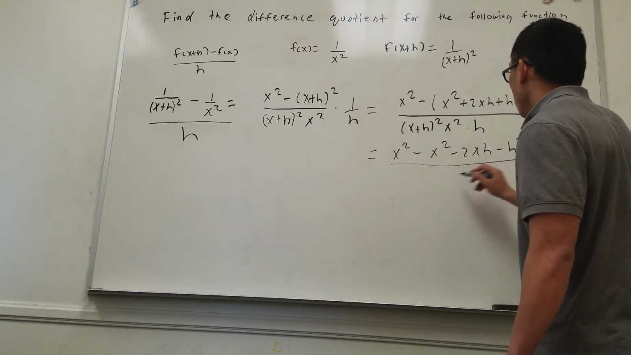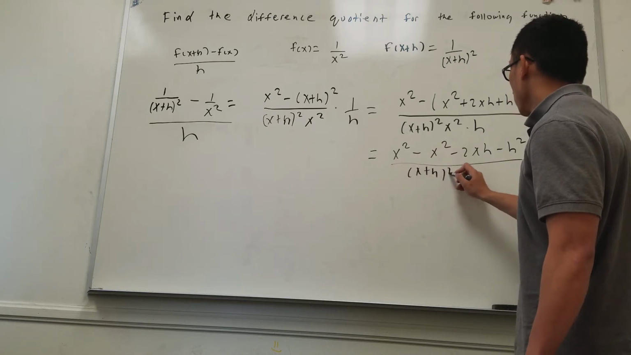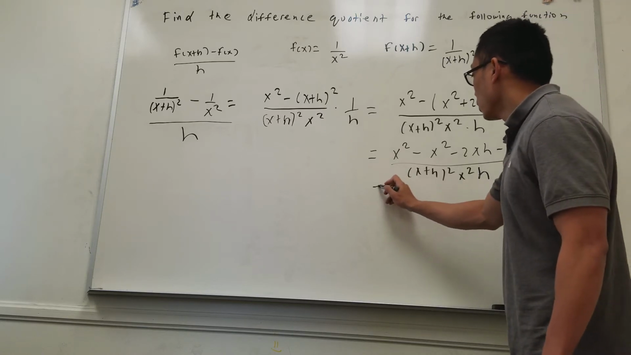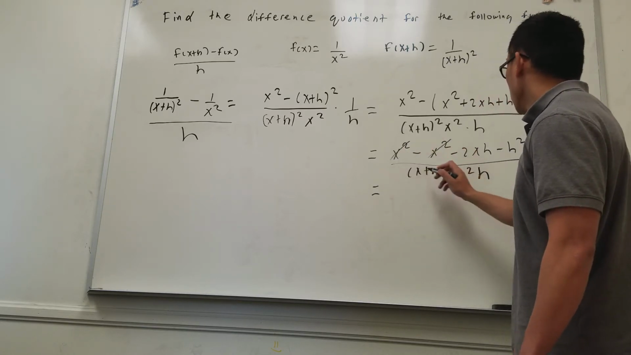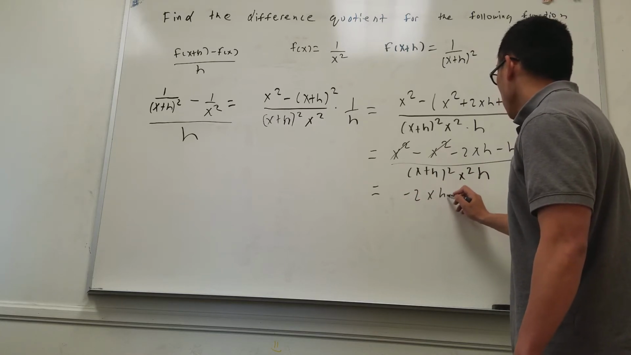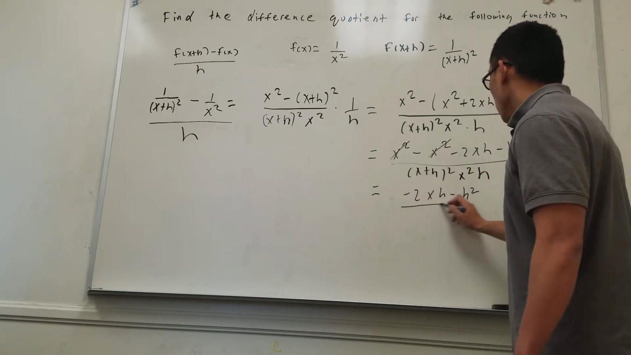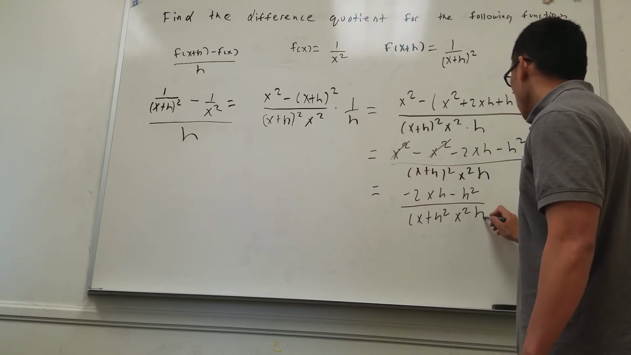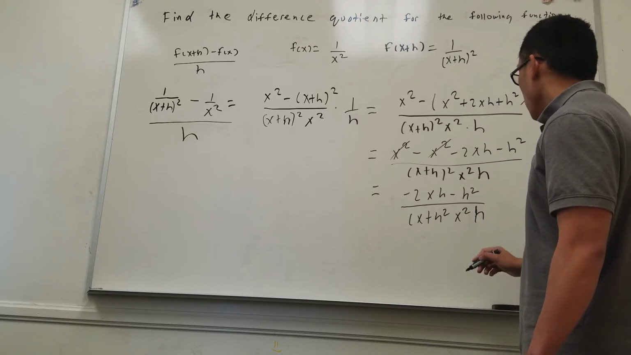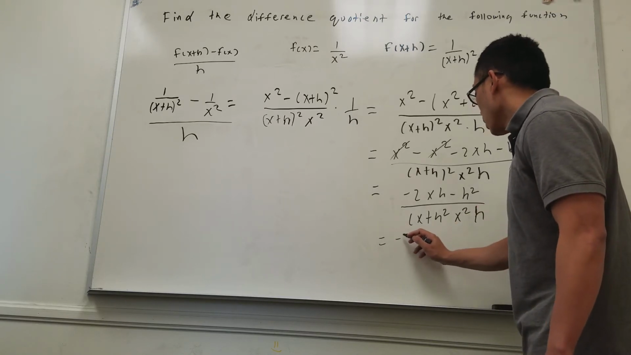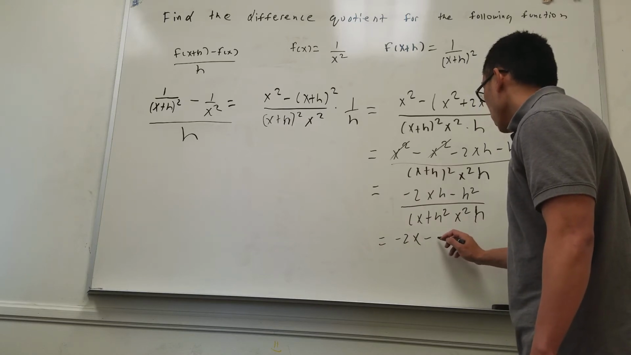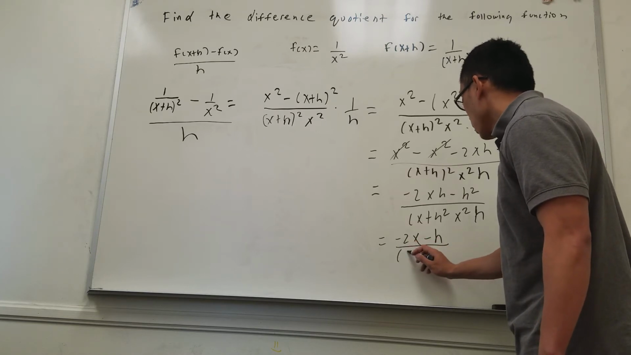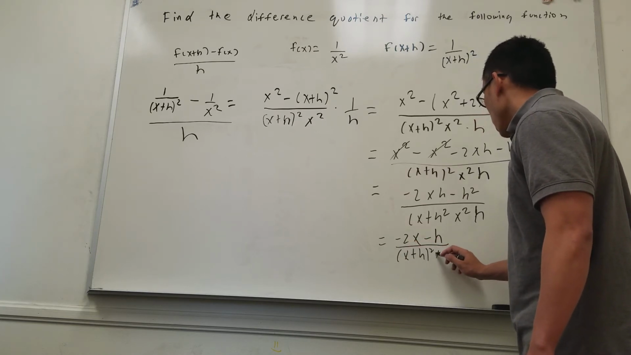Now rewrite the bottom times h, right? Now going to equal to this, so x squared can cancel. So you just have negative 2xh minus h squared all over x plus h squared times x squared times h. So you notice I can factor out an h on the top, right? So let's do that. Negative 2x minus h and x plus h squared, x squared.